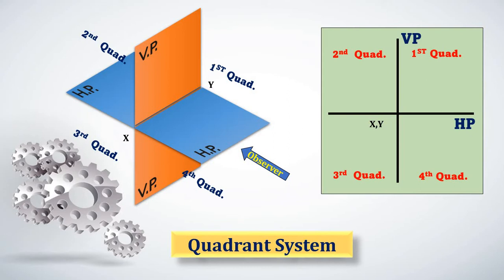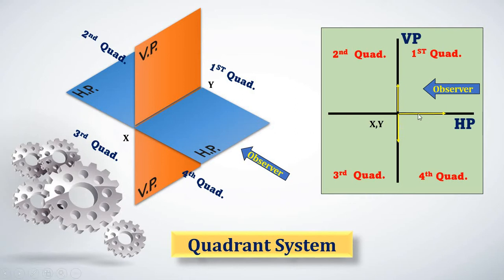Now when the questions are asked on the projections of point, they are mentioning the positions of point. If they say the point is above HP, then the position will be looking like this arrow. Then if they say the position of the point is below HP, the position will be looking like the arrow drawn here.